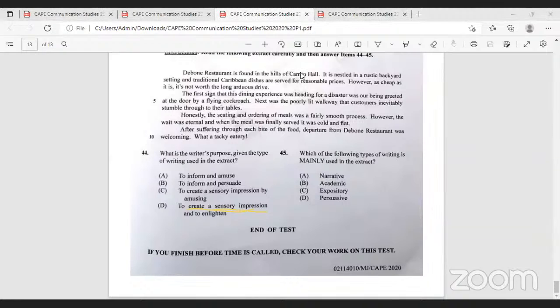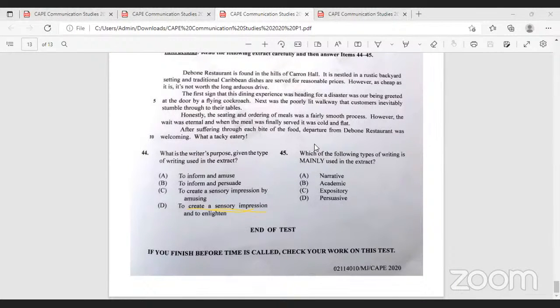Yeah, D. So I don't think he initially intended to amuse, but he did try to in line. He's basically reviewing a restaurant and creating a sensory impression by describing the taste of the food and the ambience and everything. So the answer is D for 44, right?